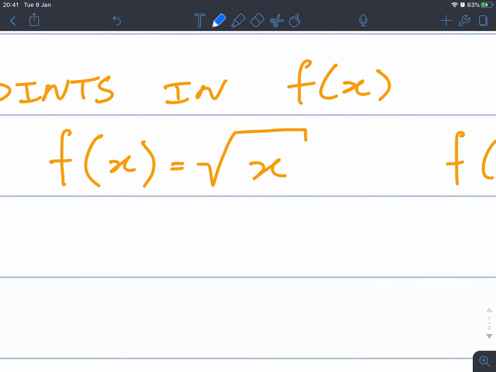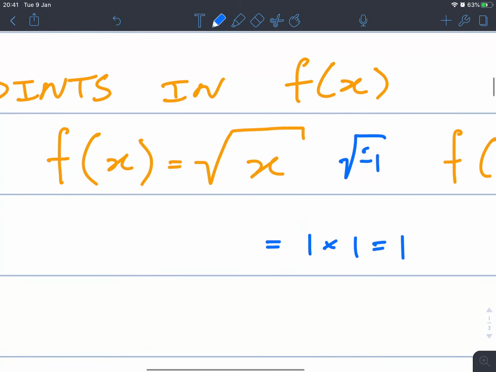Let's take a look at another example: the square root of x. If we take, for example, the square root of 9, that's 3 times 3, or negative 3 times negative 3. That's very straightforward. However, what if we have the square root of negative 1? What two of the same number will give me negative 1? Positive 1 times positive 1 is not right, because that's positive 1. Negative 1 times negative 1 is also positive 1.